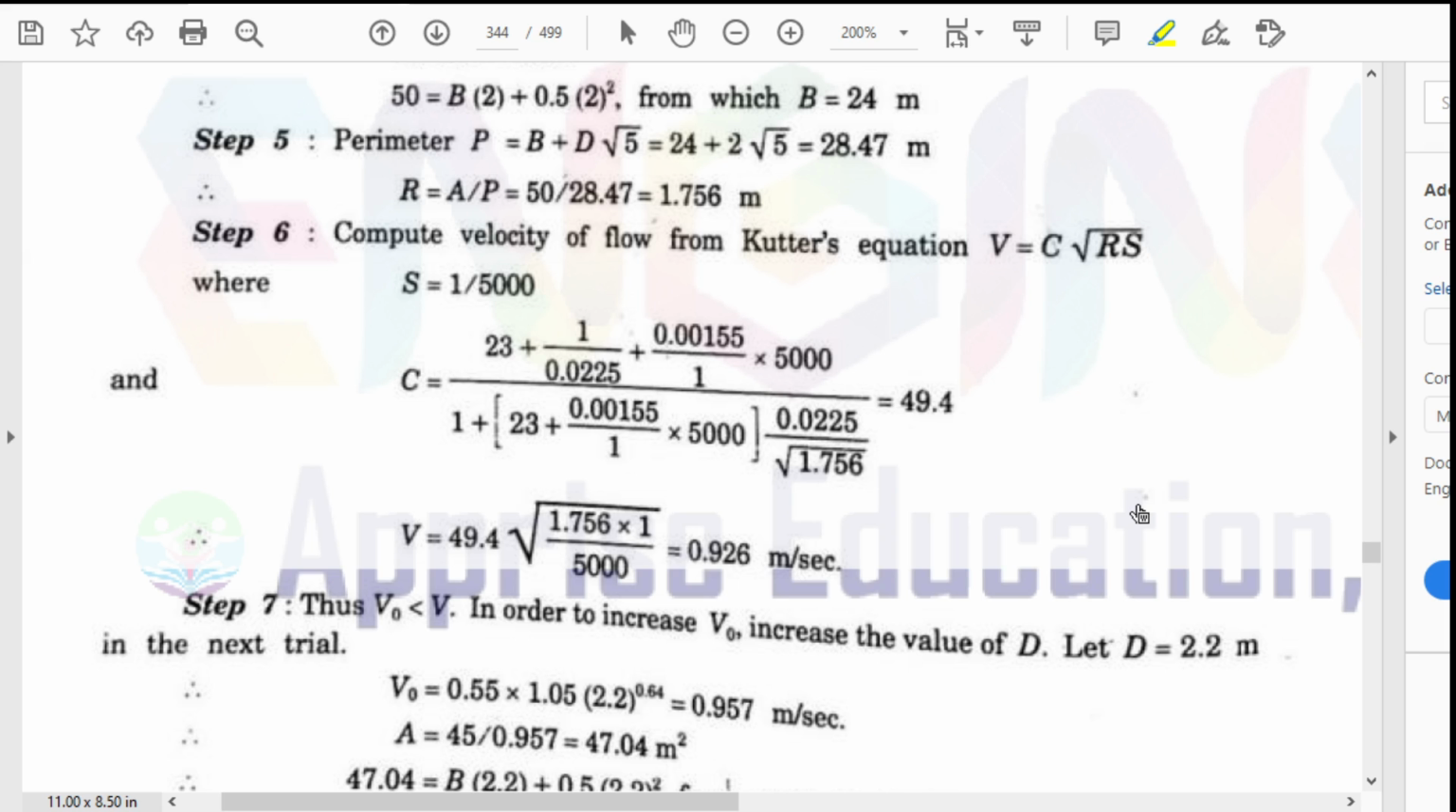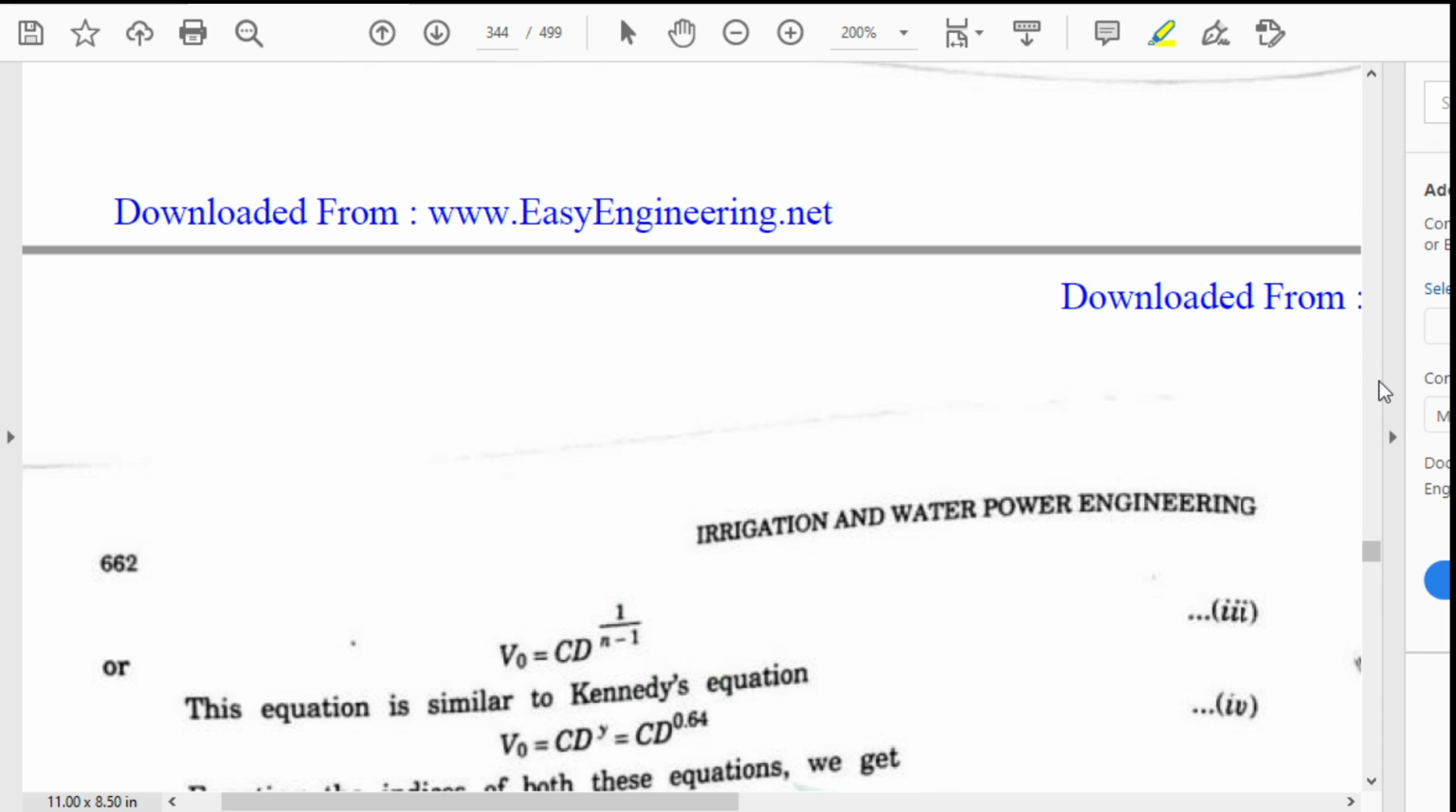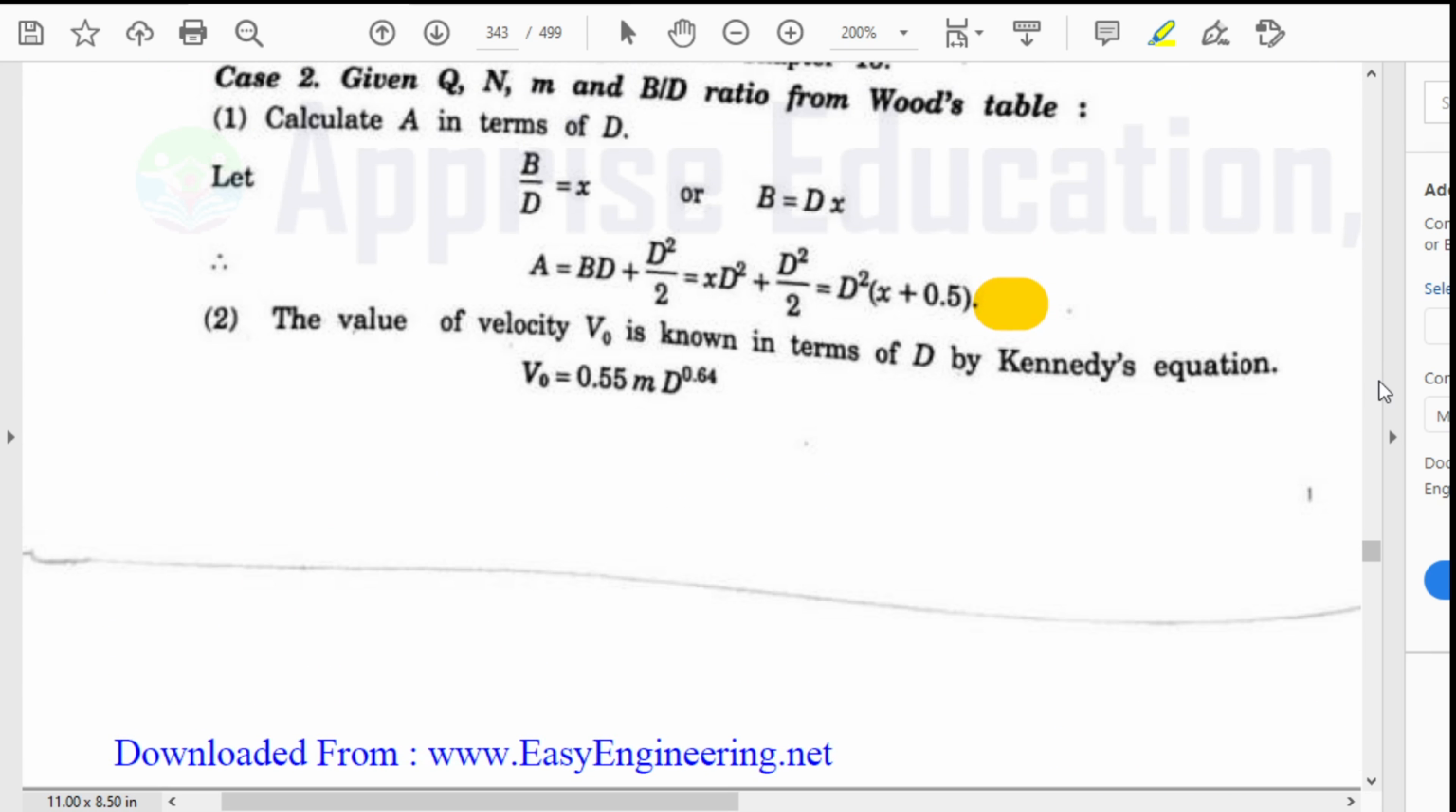What happened here? Here the V naught is much lesser than V. Now in order to increase this V naught, we have to increase the value of D. Now the second trial; the above example is the first trial. So now we have to take the second trial.